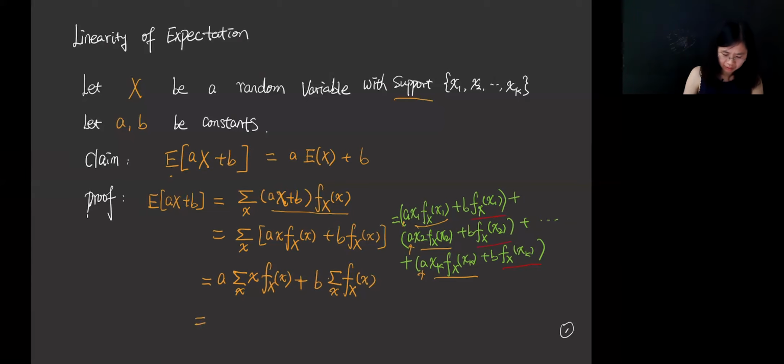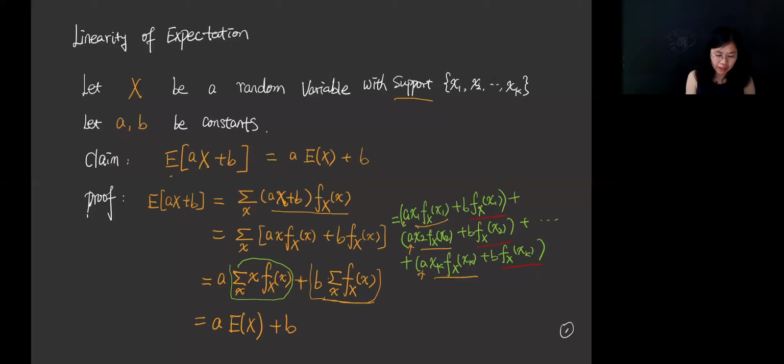Now recall, this is the definition of expectation of x. So that gives us a times the expectation of the random variable x. And this equals b, because the sum of the PMF equals 1. Because the summation is over all the possible values, the probability of each of the values summed up will be 1. So this proves the linearity of expectation.